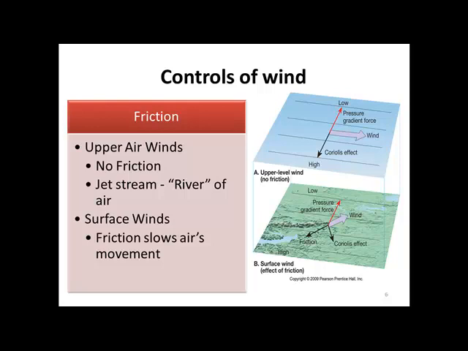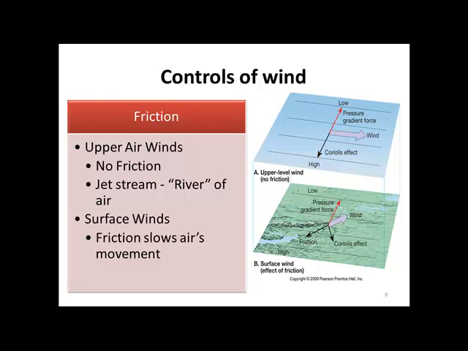Then we have the atmosphere that is all around us right now, the surface winds, the ones that we would feel when we're standing on the surface of the Earth. Anything that is not too high off the ground. These winds interact with the surface of the Earth, and that surface ends up causing them to slow down due to friction.